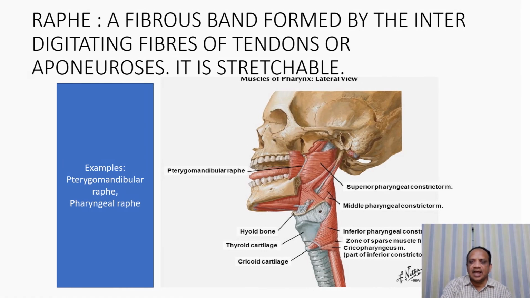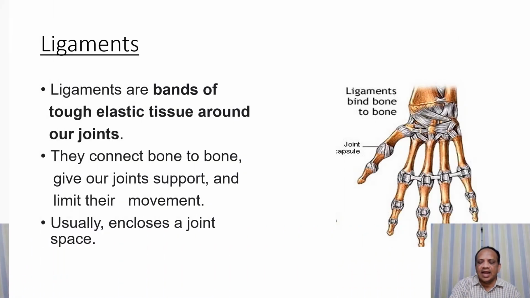There are other structures which are seen around the joints. They are tough elastic bands, and they hold the joints and also limit the joints. These are called ligaments, and they connect bone to bone, give our joints support and limit their movement, and usually enclose a joint space.